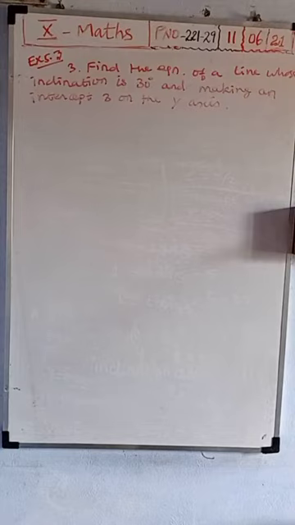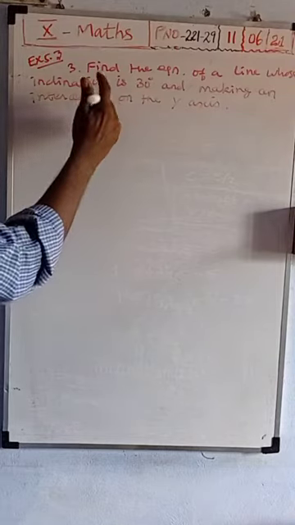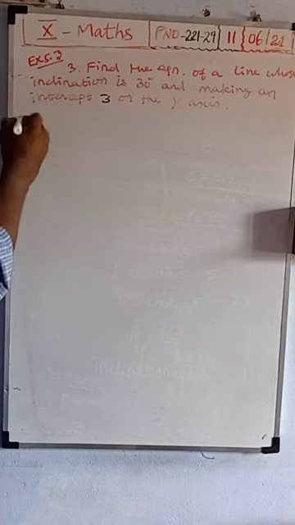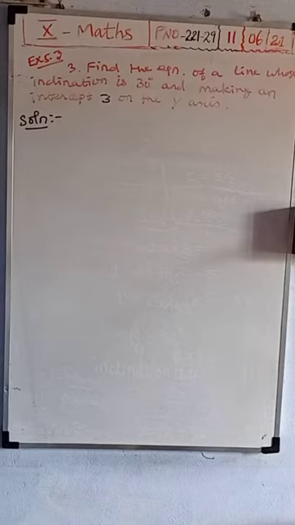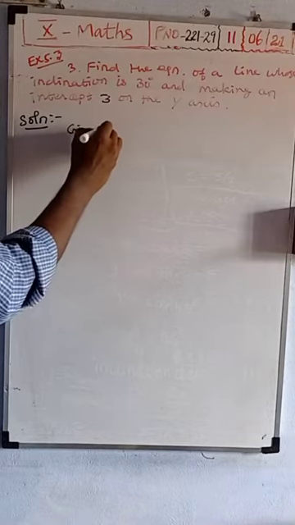Next, see the third one. Find the equation of the line whose inclination is 30 degree and making an intercept 3 on the y axis. Here inclination is given. We know an intercept on the y axis means the equation is y is equal to mx plus c. Here the c value is there. We want to find the slope, the m value. Instead of the slope, inclination is given here, so using inclination we will get the slope.